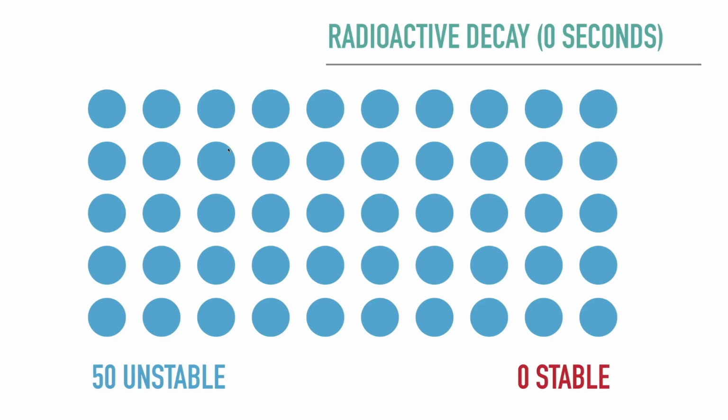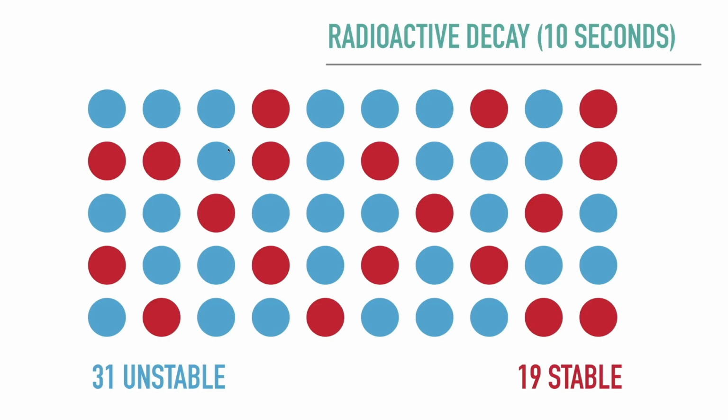And I'm turning my timer on. And every 10 seconds, I'm going to show you what's happened to these unstable nuclei after 10 seconds. So I'm going to start the timer now. We're at 5 seconds. So let's see what happens at 10 seconds. So after 10 seconds, you can see that we have 31 unstable nuclei. That means that 19 of them have given off alpha, beta, or gamma radiation and become stable. After 20 seconds, we're at 18 unstable and 32 have become stable by giving off radiation.